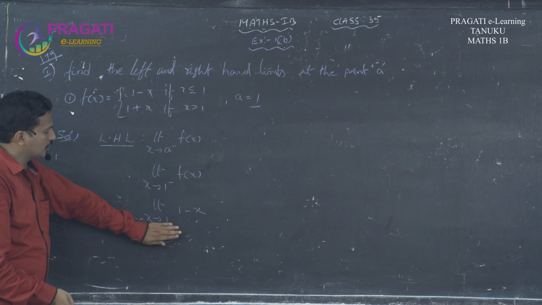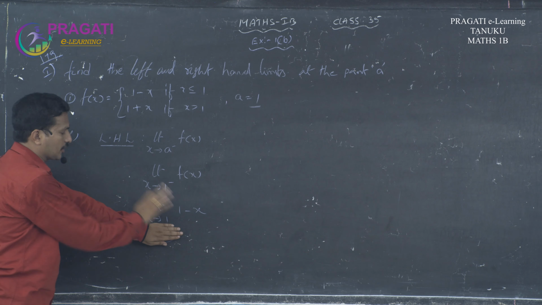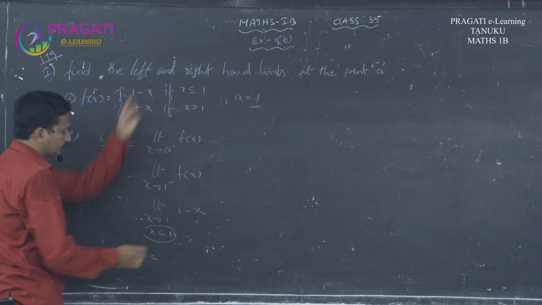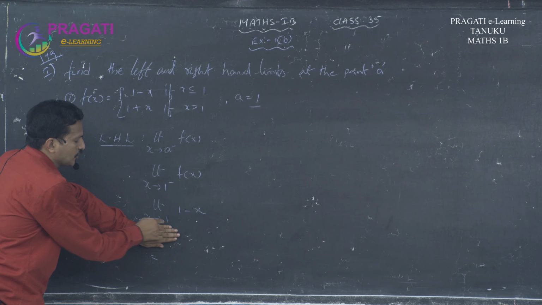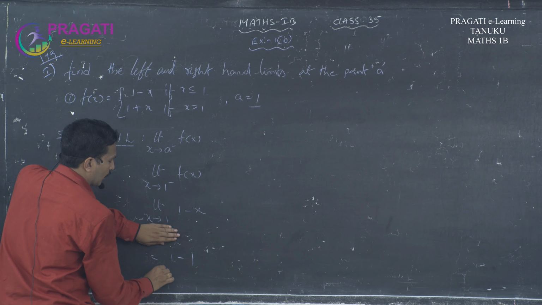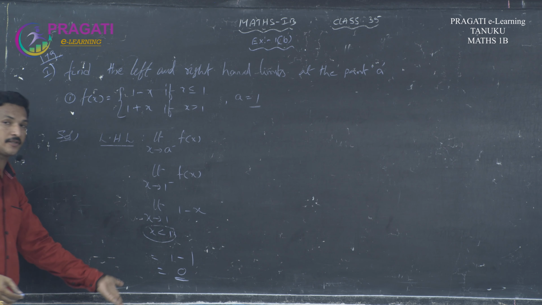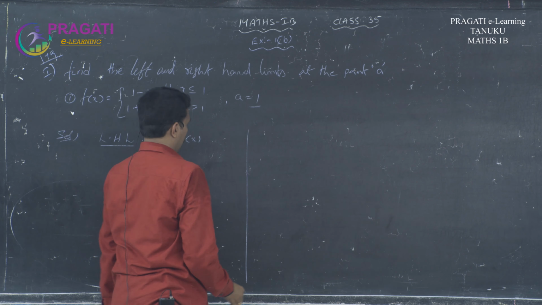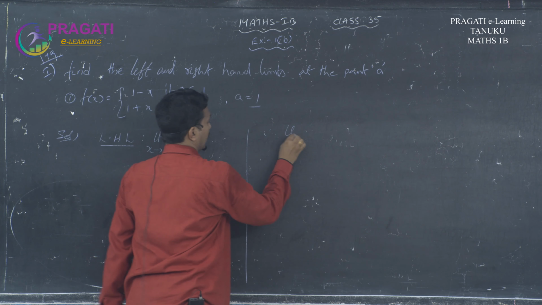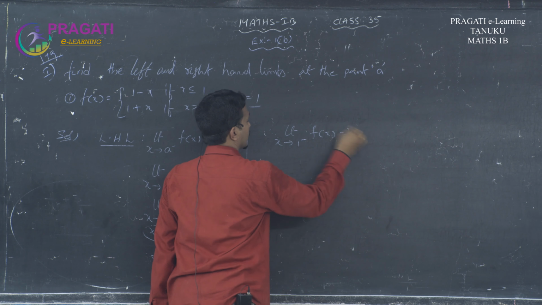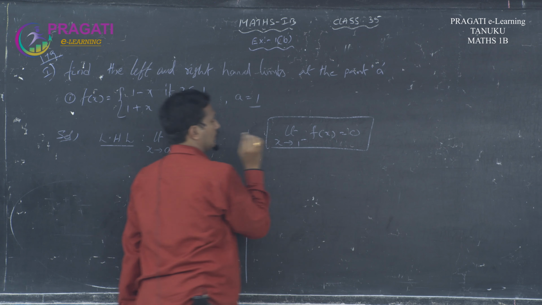Okay, the remaining problem is limit x tends to 1, 1 minus x. By direct substitution method, 1 minus 1 is equal to 0. Then we get an answer. Therefore, limit x tends to 1 minus f of x is equal to 0. The left hand limit will be equal to 0.